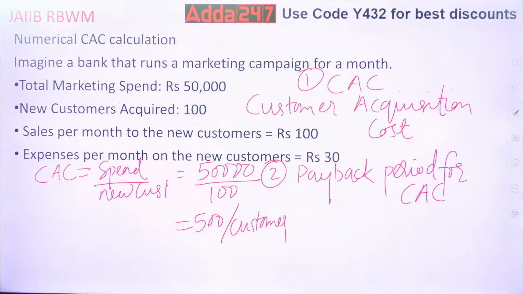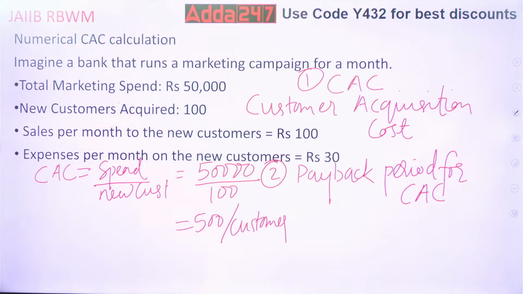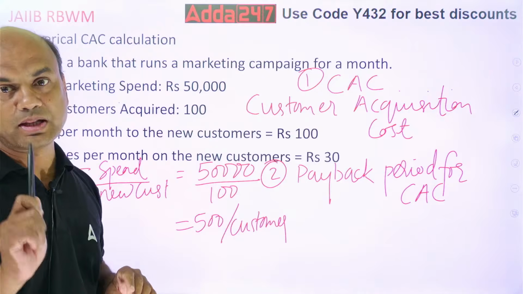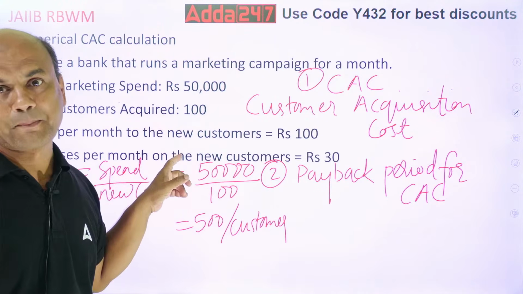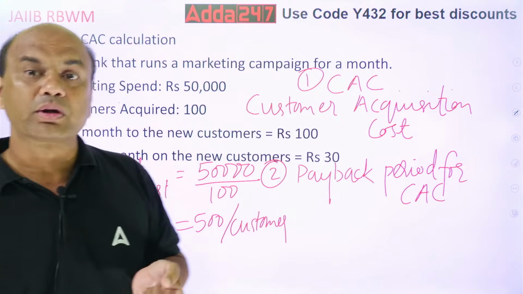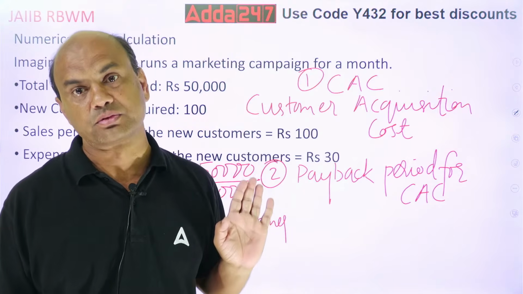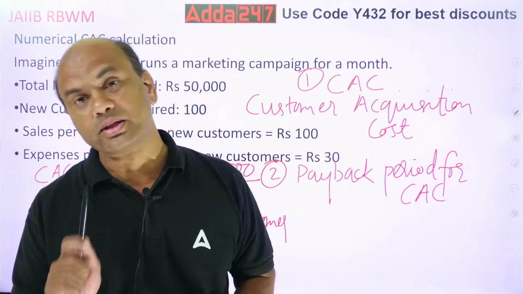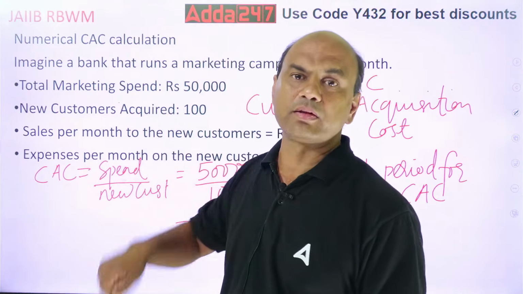Numerical on CAC calculation. Now what is this CAC calculation? You will not find this numerical again. It's not given in the books also. Only the Macmillan book has the formula, but even the Macmillan book does not have this numerical. But if the formula is there, there are chances that IIBF will set a numerical on this. Very easy one.